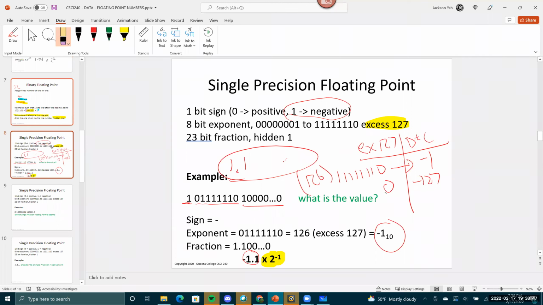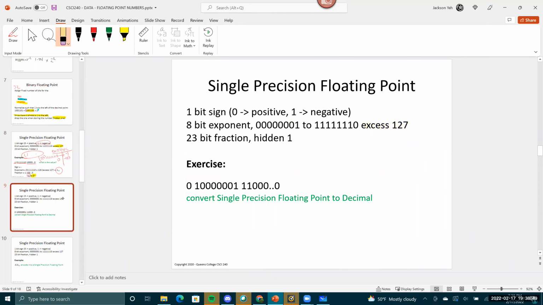All right, let's do one more example. Given this example, I want you guys to try this out first by looking at the sign bit, the exponent, and the fraction. I'll give you a few minutes to work on this, and then let's go over the answer together.